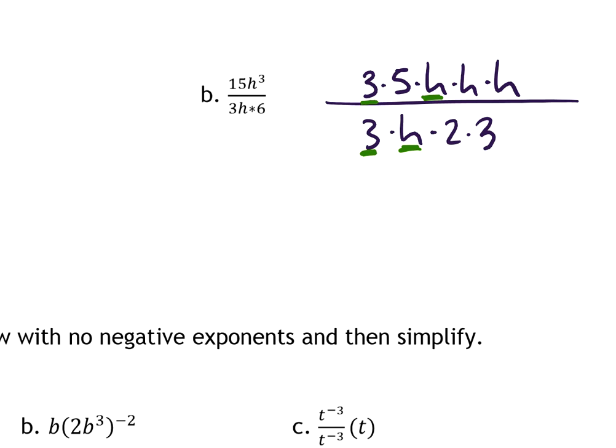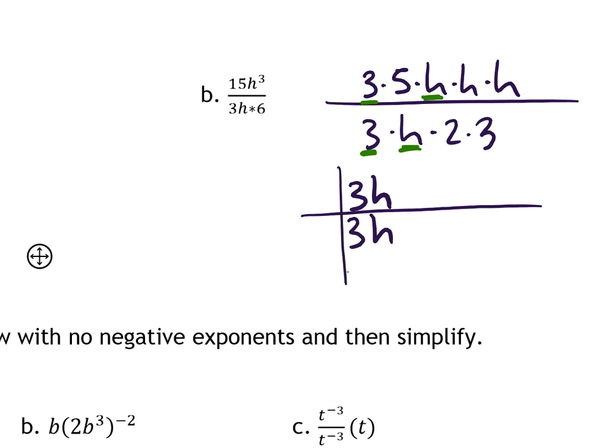So in CPM, they talked about a big number 1. If I look at this big 1, I could have a 3h and a 3h. And then what's left over, that's a big 1 right there. And then what's left over is I've got a 5 and an h and another h in the numerator. And then my denominator, I have a 2 and a 3.